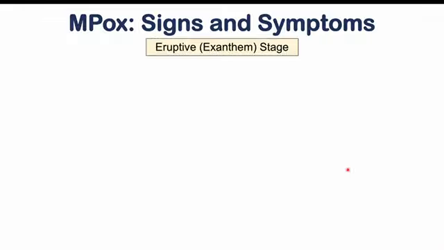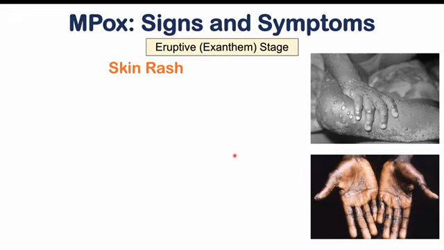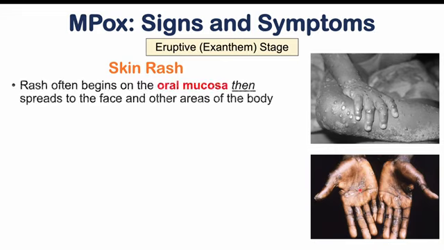And then after those 1 to 4 days of the prodromal stage, we can have what we call the eruptive or exanthem stage. This is where we see a skin rash. So the skin rash is going to look like this. The rash is often going to begin on the oral mucosa, so inside the mouth, and then spread to the face and other areas of the body. So very key and interesting point to make note of here. We can see it on the trunk, the extremities, and the scalp.